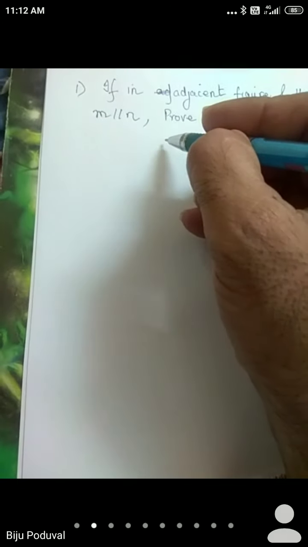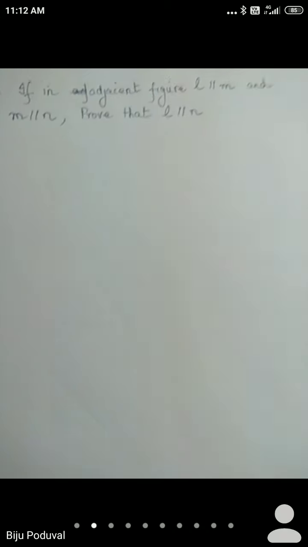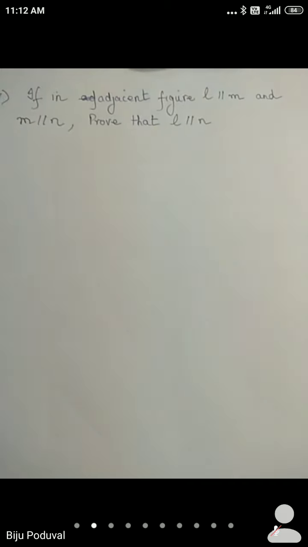Children, I'll keep adjusting, just to learn, because I'm also doing this for the first time. Whatever I'm writing, children, you should write it in your classwork book. This is how you should learn to write it in your exam also. If a question like this comes: if in the adjacent figure L is parallel to M and M is parallel to N, then prove that L is parallel to N.